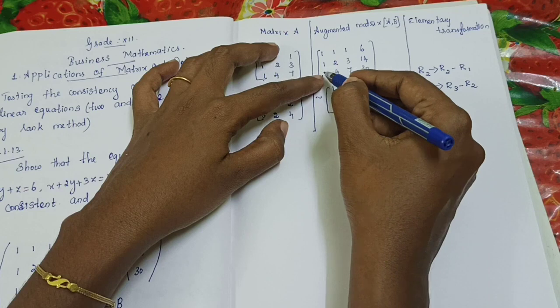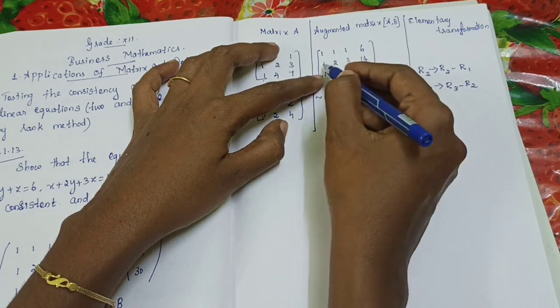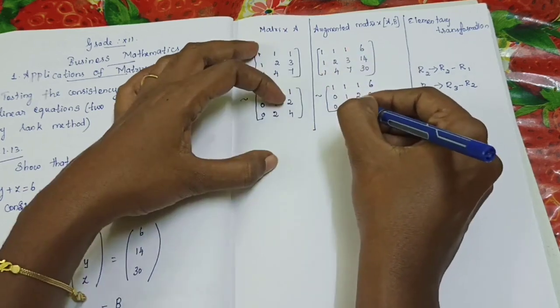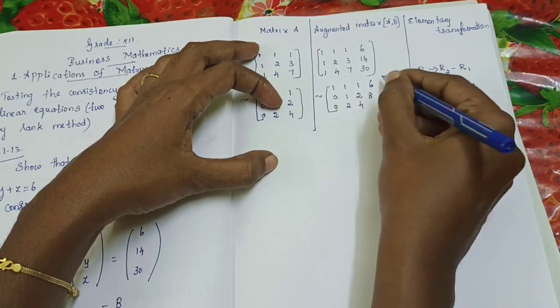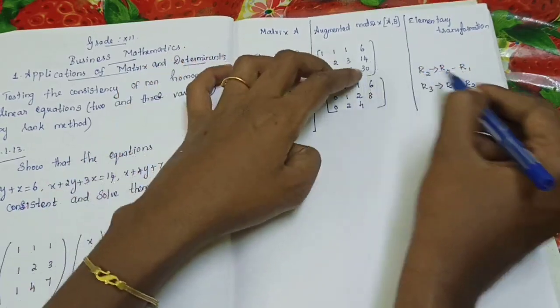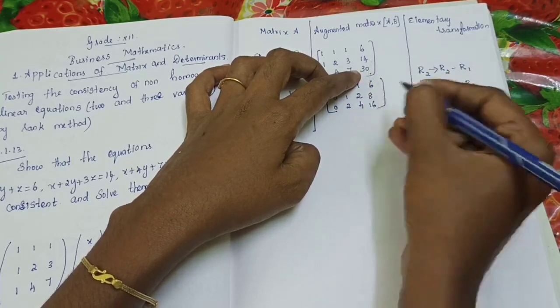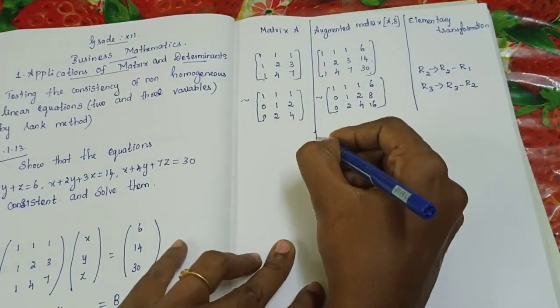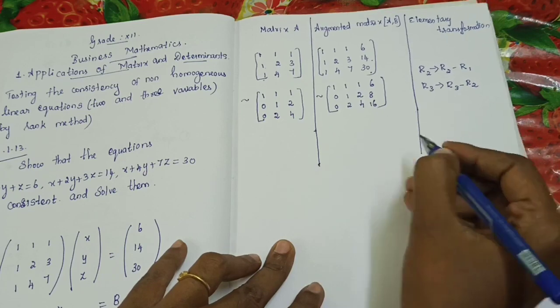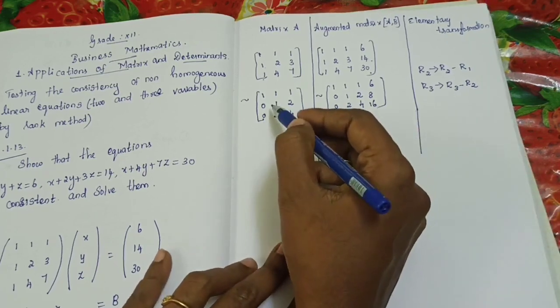Then next, R3 minus R2. So R3 is 1 minus R2, so 1 minus 1, 0. Next element 2, next element 4. The last entry alone you need to find. R3 minus R2: 30 minus 14 means 16 you will get. Am I right? Yes.